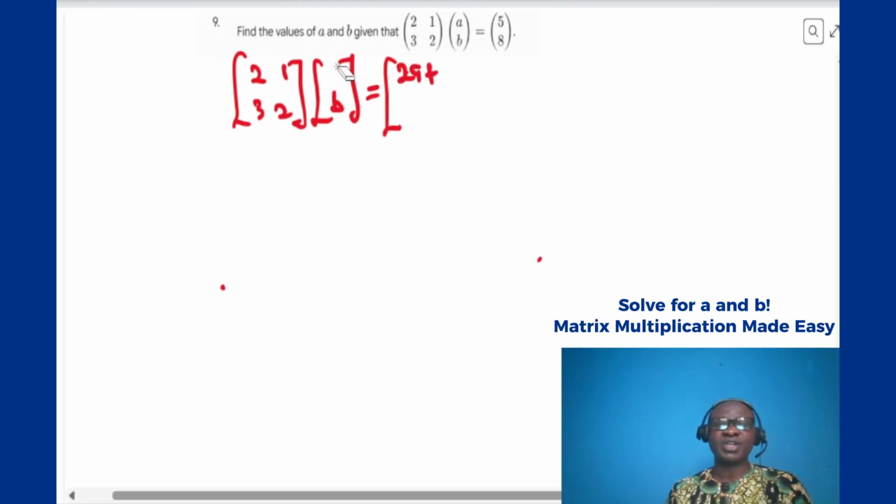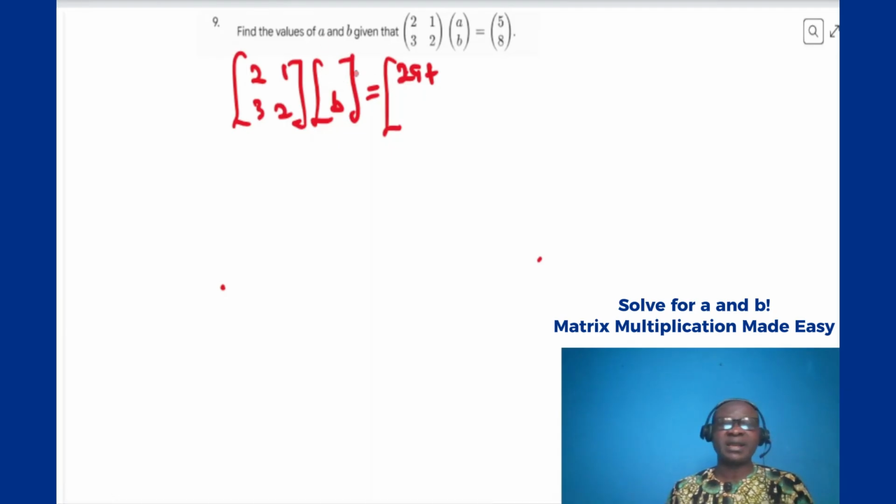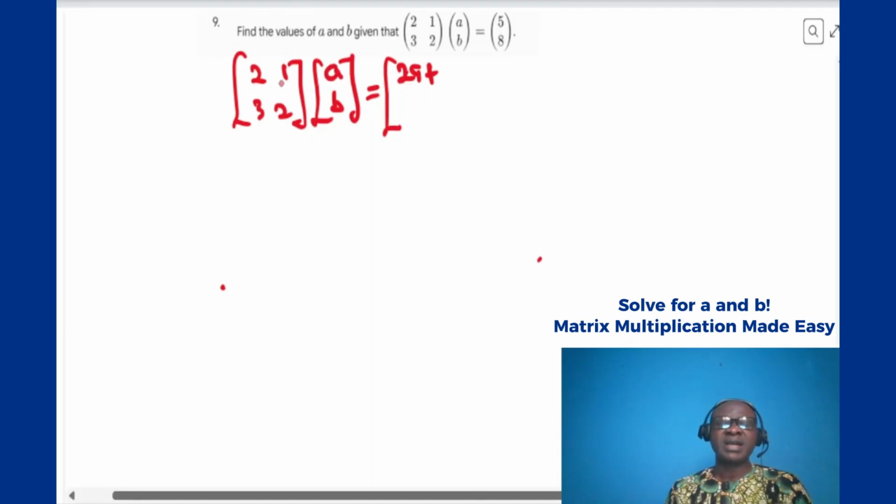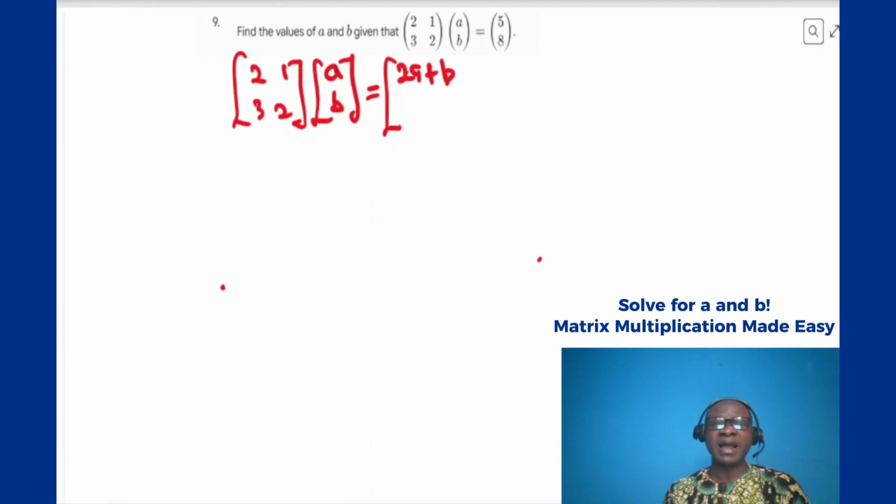Let me remove this A and put it well. This is letter A. Now, 1 multiplied by B will give me B. So I have used row 1 to multiply column 1. The next thing I will do, I will move down because this is only 1 column in the second one.